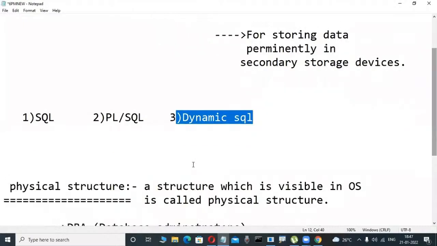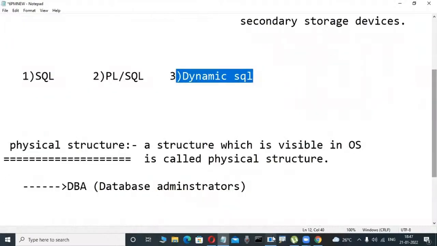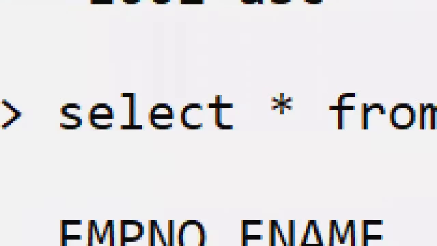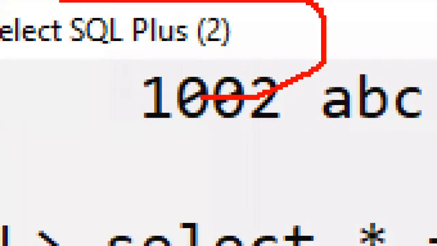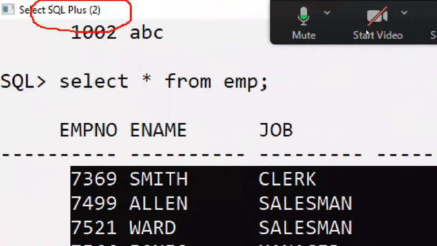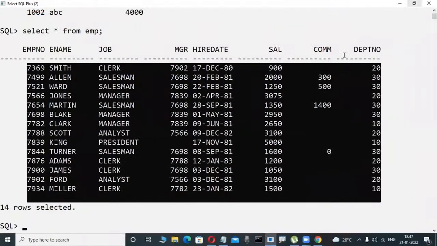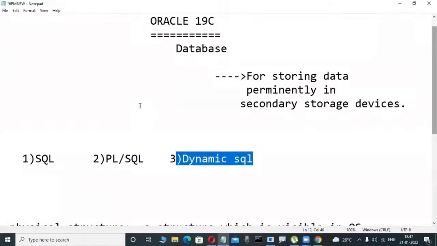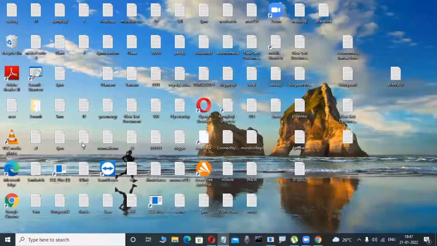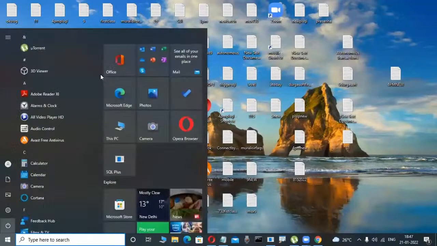But another thing is there in my system here. SQL Plus is there. What is this one? This is a tool, called a client tool. If you want to connect to the Oracle database, we use a client tool. SQL Plus is the default tool. Whenever I install Oracle software, the tool is automatically available.